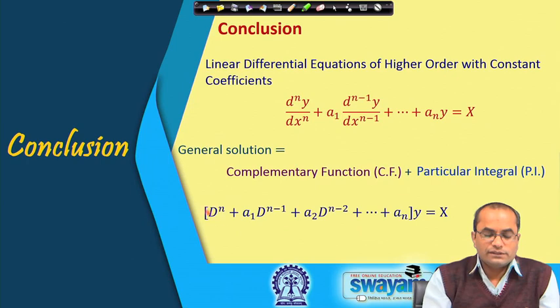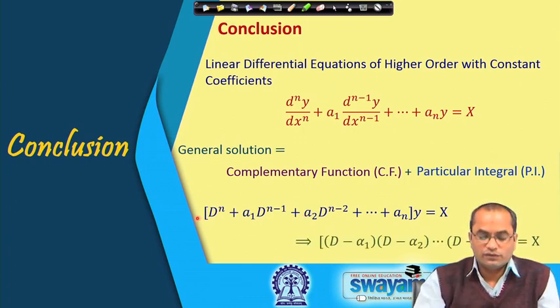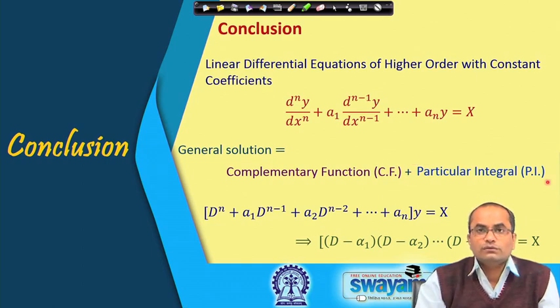And what else we have seen: when we write this in the operator form, we can treat D power n plus a1 D power n minus 1 and so on like a polynomial, an algebraic equation, and we can factorize this equation once we know the roots of the equation set to 0. So we can then write this operator equation in this form also, which is going to play a very important role in finding the solution y, whether it is a complementary function or a particular integral.